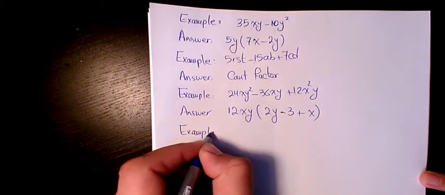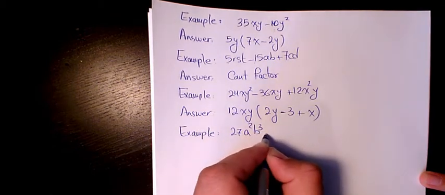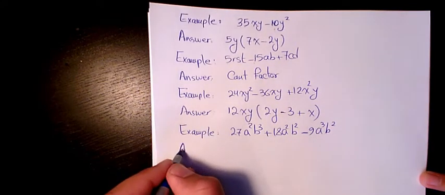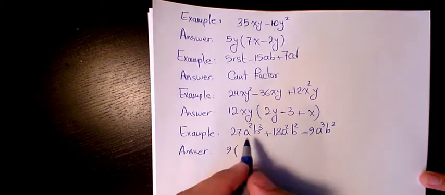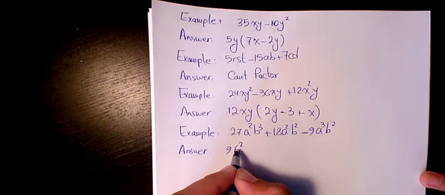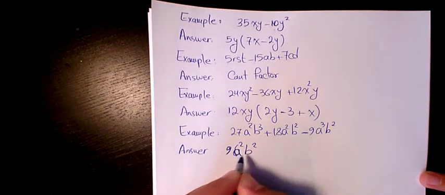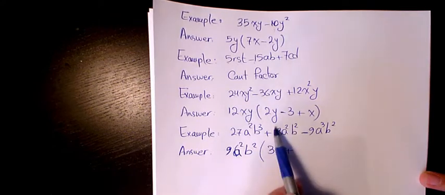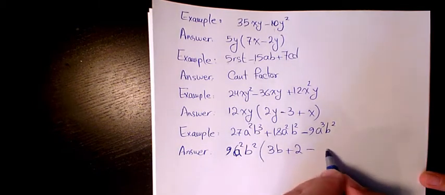Next example, 27 a squared b cubed plus 18 a squared b squared minus 9a cubed b squared. Answer will be, we have a factor for 9, it's going to be 9, and also we have a squared b cubed, a squared b squared, and a cubed b squared. So a squared is the GCF because that has the smallest exponent, and also b squared as well. So it's going to be 9 a squared b squared. 27 a squared b cubed is going to be 3b. This divided by this one is going to be 2, just 2, because these two cancel out. And negative 9a cubed b squared will be negative a.